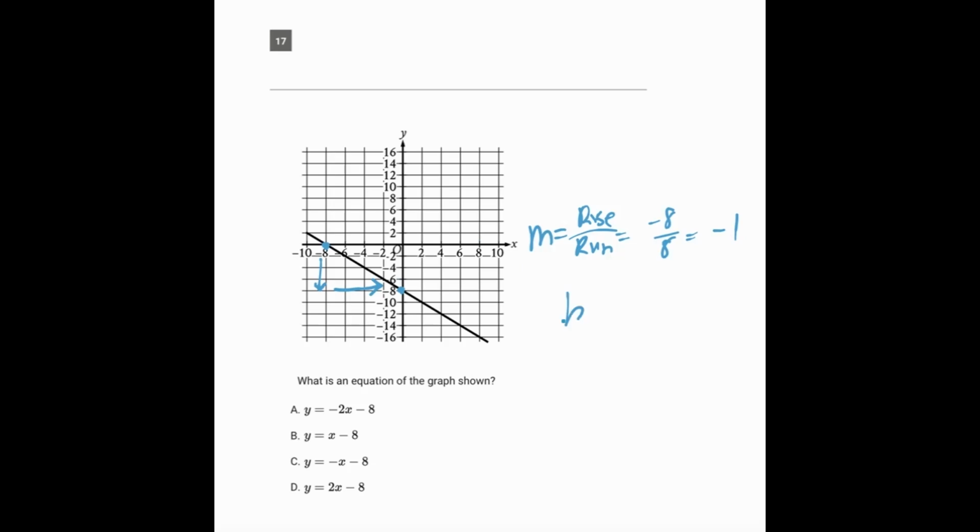Now the y-intercept, the b, well, that's this point right here. That's where it's hitting the y-axis, and that's -8. So putting that together as a y equals mx plus b, we have y is -1x minus 8. And that matches answer choice C here.